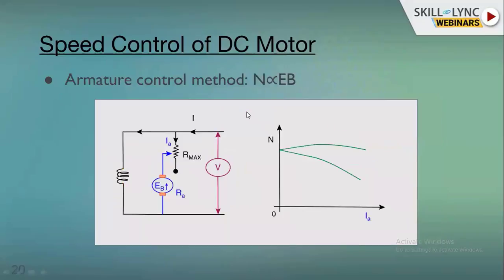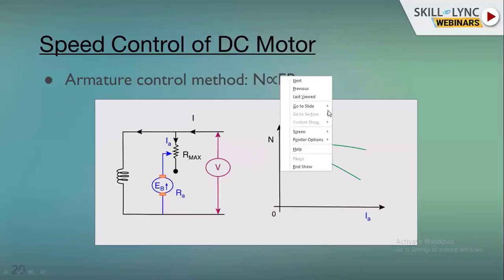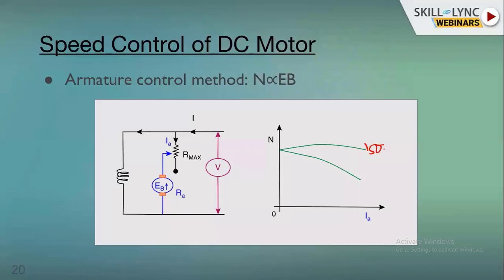Then the next thing is that the resistance position is changed from the field winding to the armature. If it's changed to the armature, instead of controlling speed above, you can control speed below. Let us say this is 1500 RPM, and now you want to control the speed below. So you go by this method, the armature control method, very simple. But the resistance position is changed, in series with the armature.